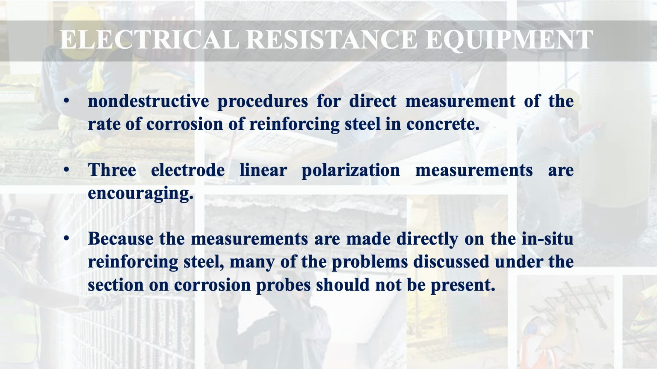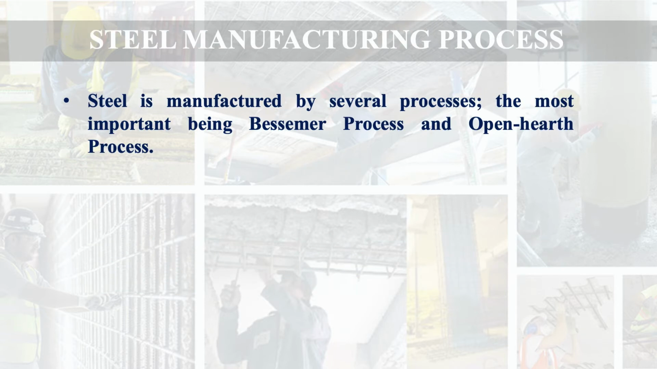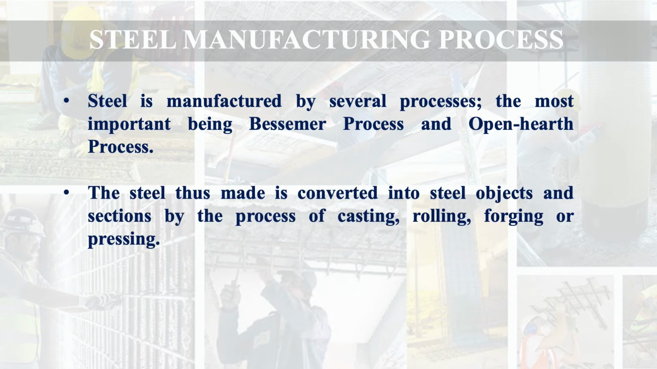Now let us move to steel manufacturing process. Because to know the defects in steel, we must know the steel manufacturing process also. Steel is manufactured by several processes, the most important being Bessemer process and open hearth process. The steel thus made is converted into steel objects and sections by the process of casting, rolling, forging or pressing.